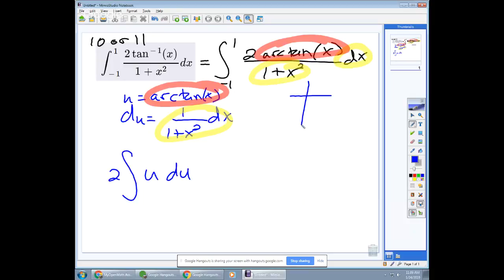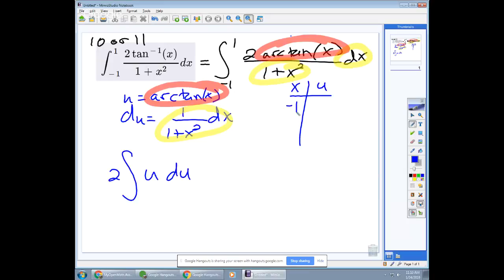So usually I make a table when I do that, x versus u. If x is -1, what's the arctan of -1? That means what angle goes with the tangent of -1? Tangent is sine over cosine. So what angle has a slope of 1? 45 degrees, or pi over 4.